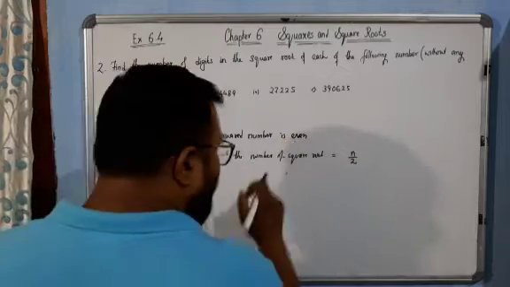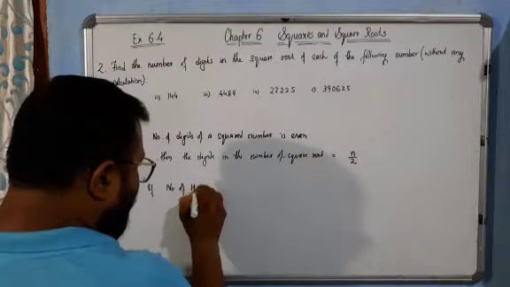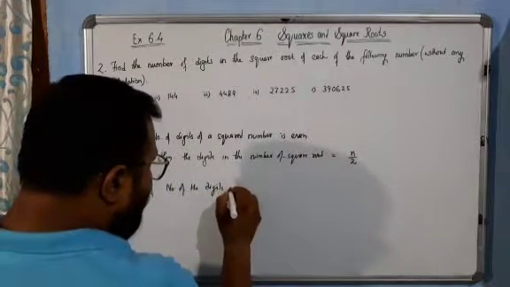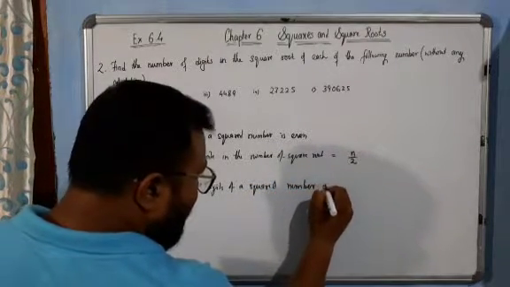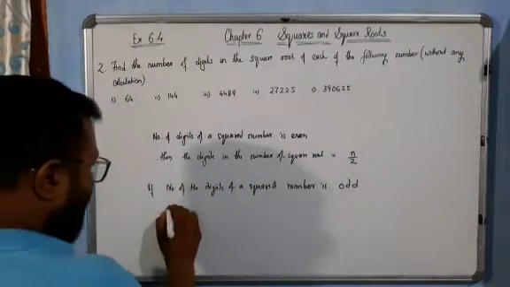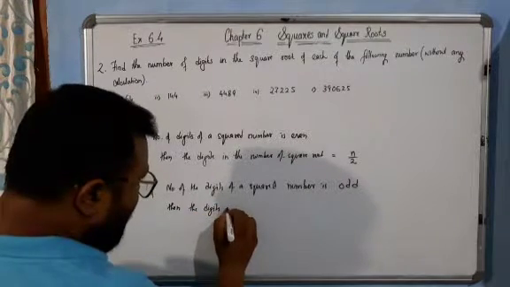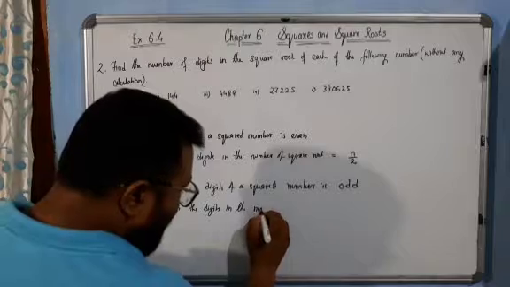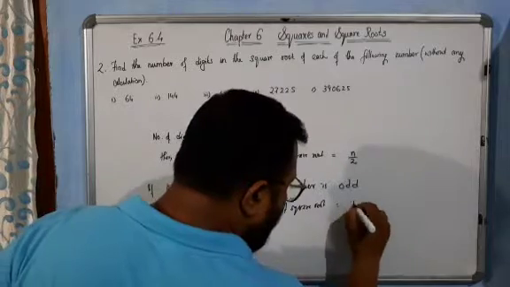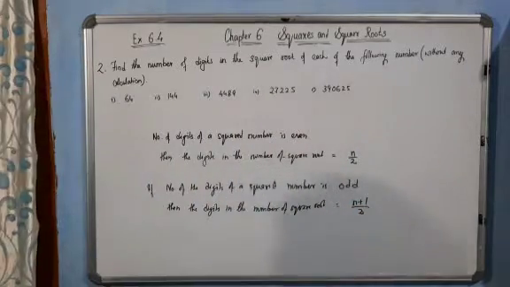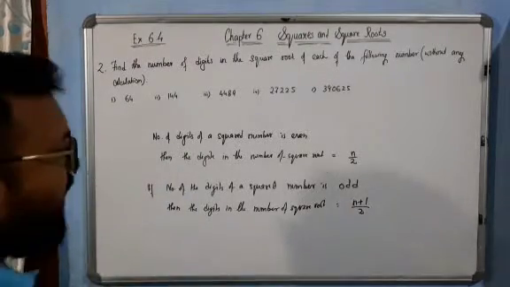Okay, but if the number of digits of a squared number is odd, then the number of digits in the square root is equal to n plus 1 by 2. It's very simple. Now for 1, try to understand, let me write here, okay.